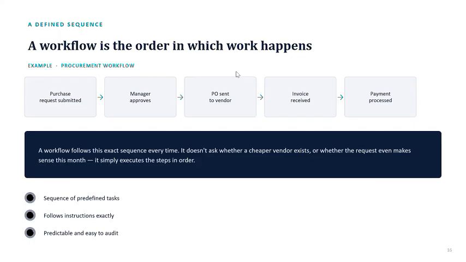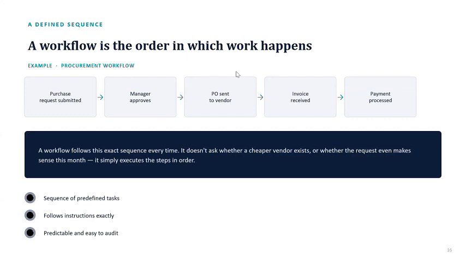A workflow follows this exact sequence every single time. Every single time you are going to have to do procurement, that's the way it's going to go. It doesn't ask whether a cheaper vendor exists or whether the request even makes sense or not. It simply executes the steps in order. A typical workflow does not think, it just gets the job done. It follows a flow of command.